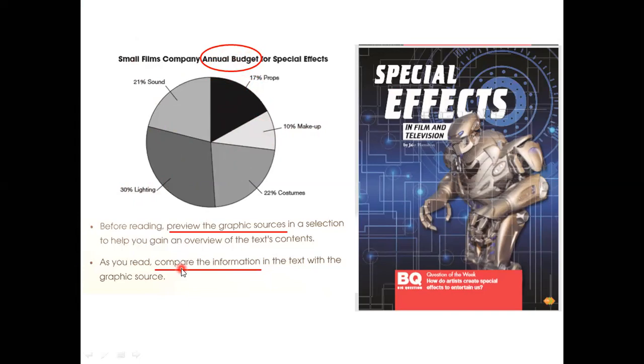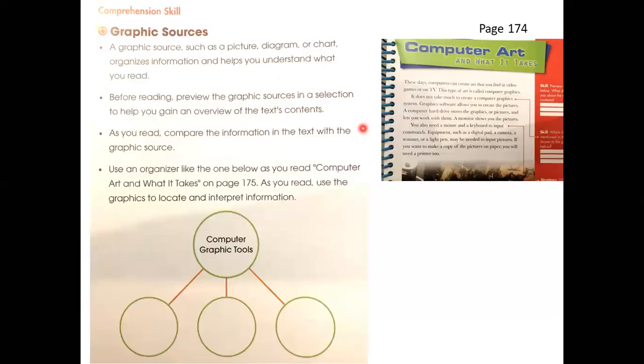This guideline suggests that we compare the information of the text with the graphic source. This text is about special effects in film and television, and as you can see in this picture of a humanoid robot, it's shown as part of the special effects in a film or television. The last point asks us to use this organizer to get the details of the main idea from the lecture on page 175.